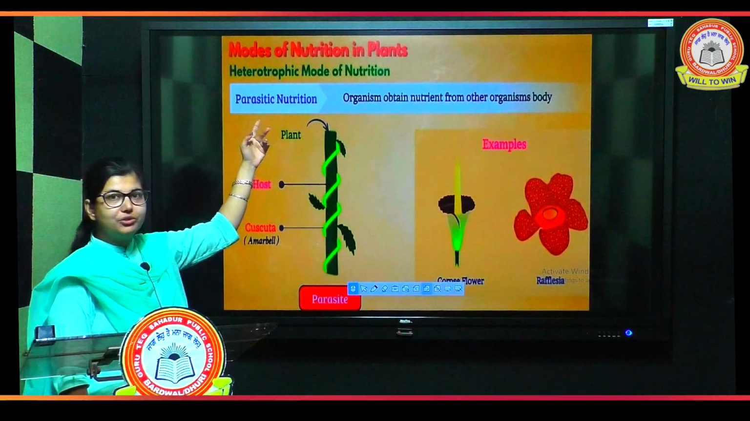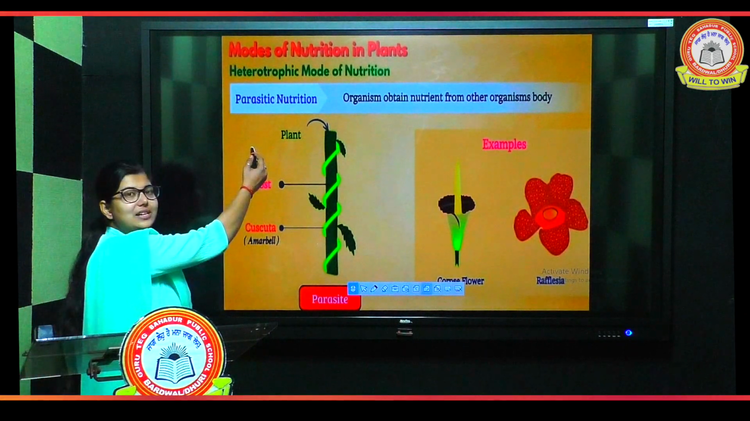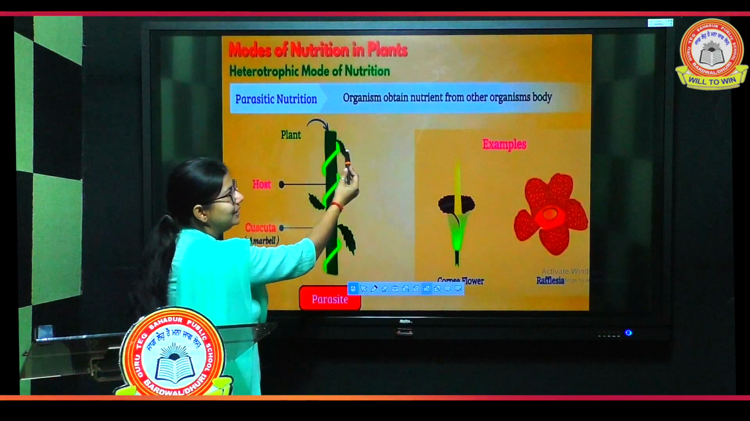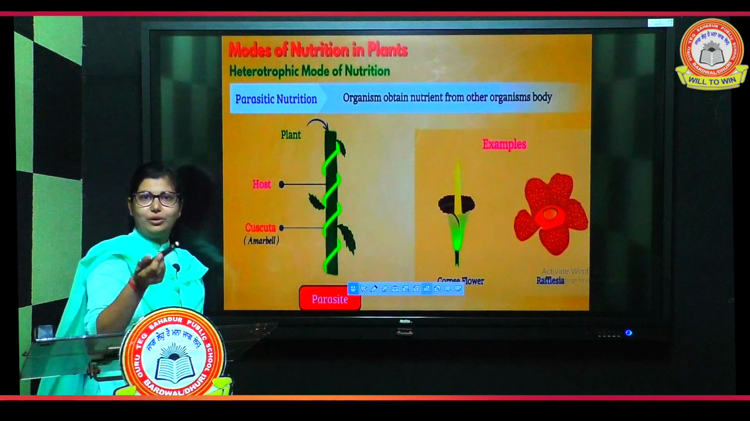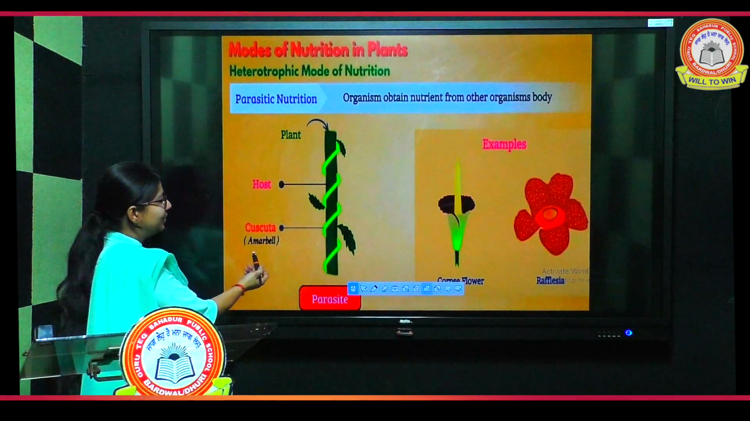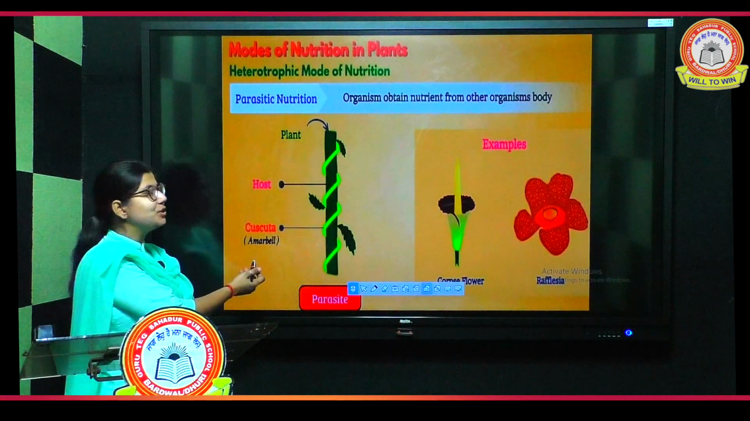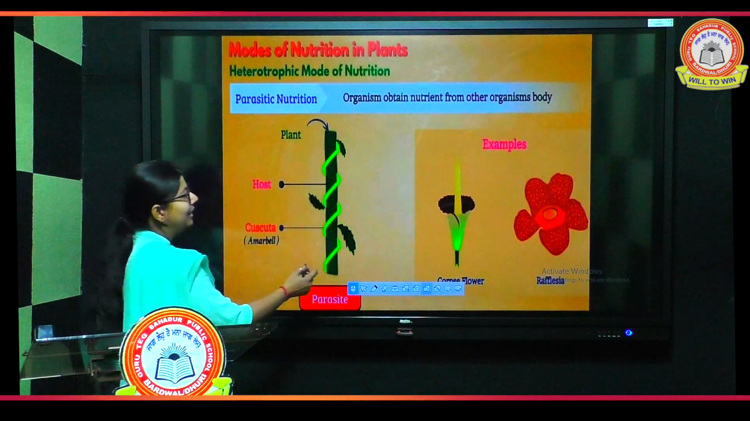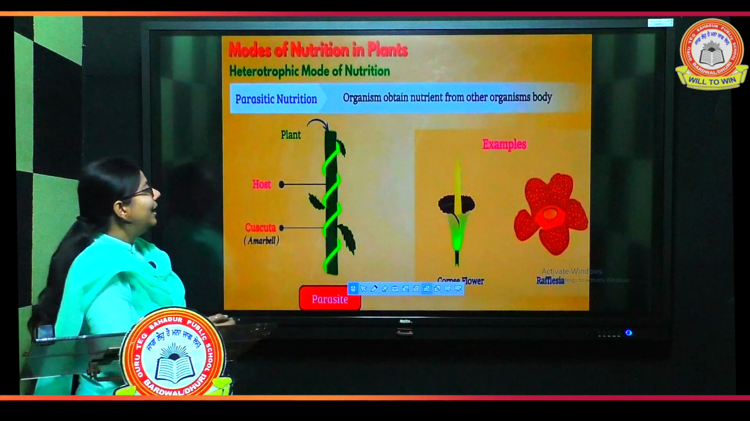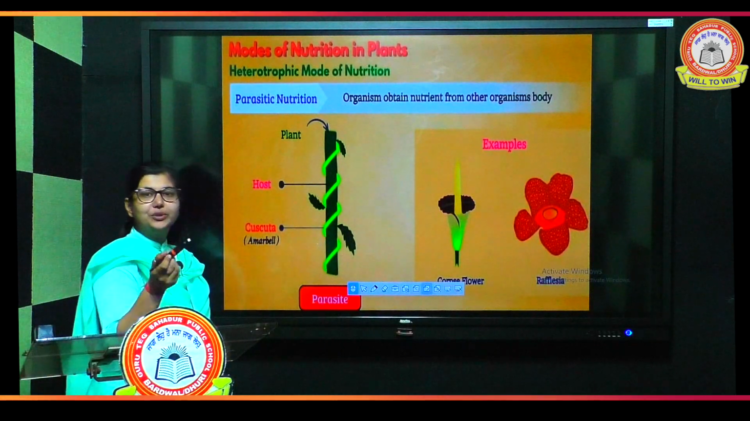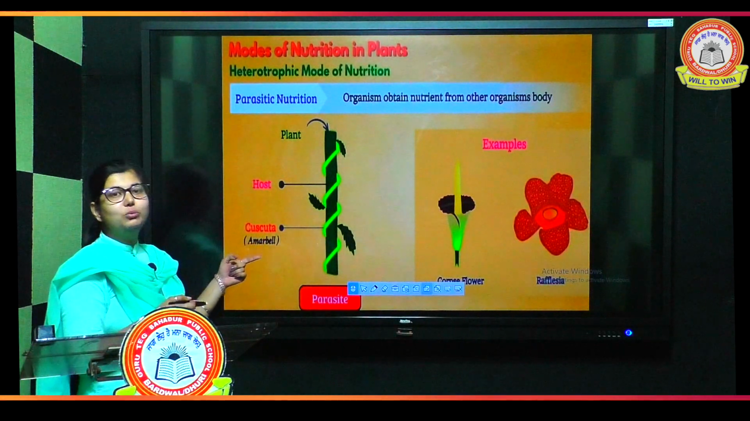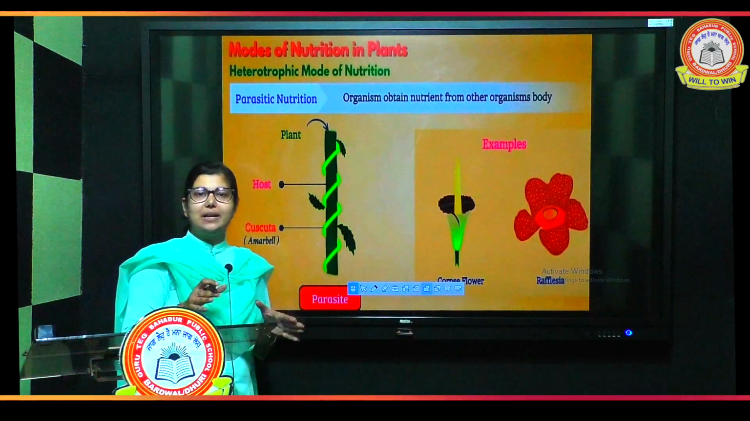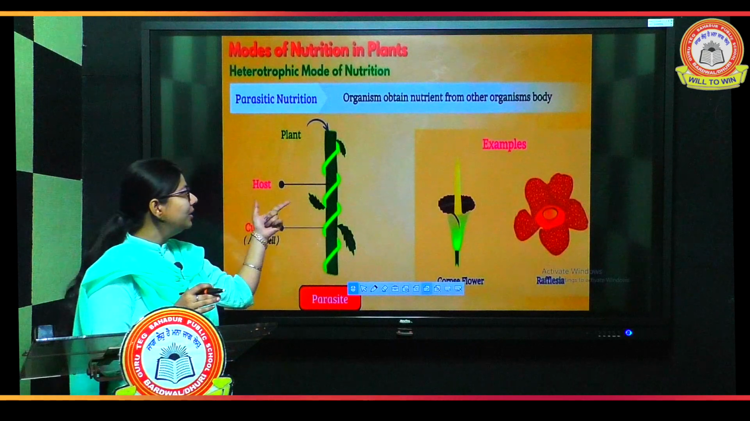Now about the heterotrophic mode of nutrition, and this is the example, parasitic nutrition. What is parasitic nutrition now? Organisms obtain their nutrients from other organisms. This is example Chinkita, that is also known as amar bale, as you know. Here this Chinkita is over this plant and takes the nutrition from this plant, and this plant which provides the nutrition to this Chinkita or the amar bale will be the host, and Chinkita or amar bale will be the parasite that will take its nutrition from the other plant.